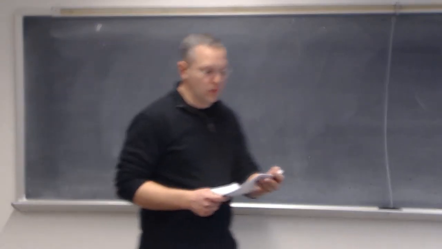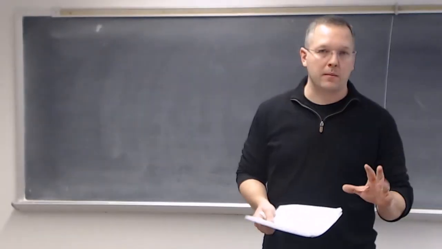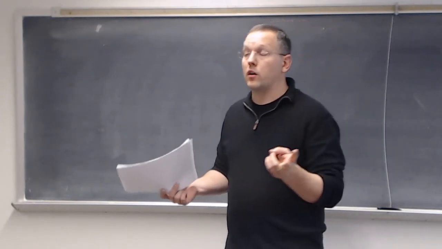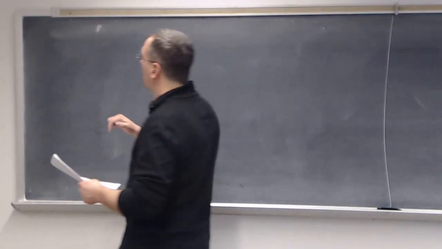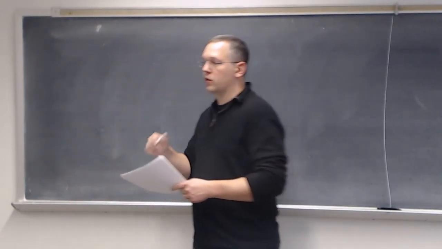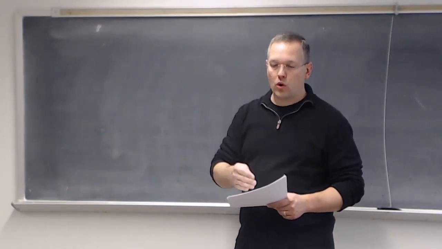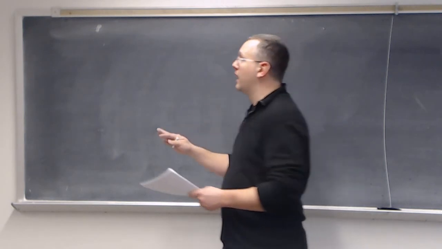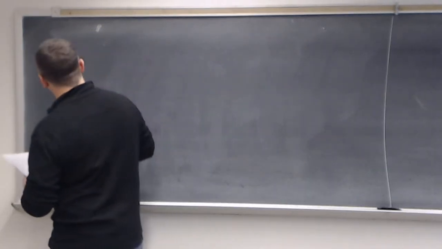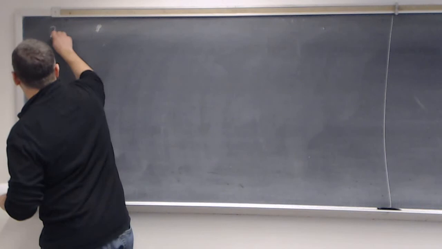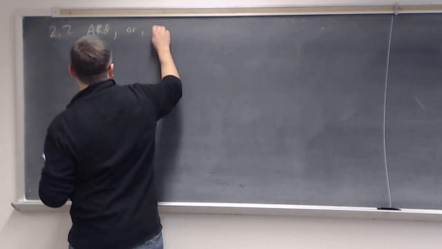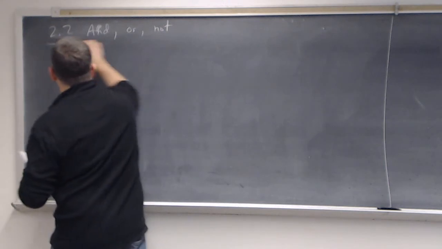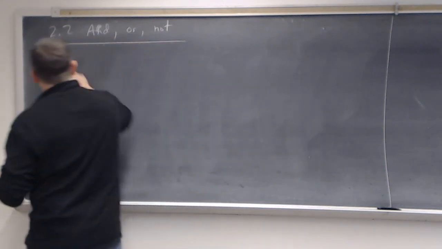All right, section 2.2, we're going to talk about how to combine two statements and get what we could call a compound statement. The first three ways are using the word and, the word or, and then the negation, the not symbol, to combine two statements. So 2.2: and, or, and then not with a negation symbol.